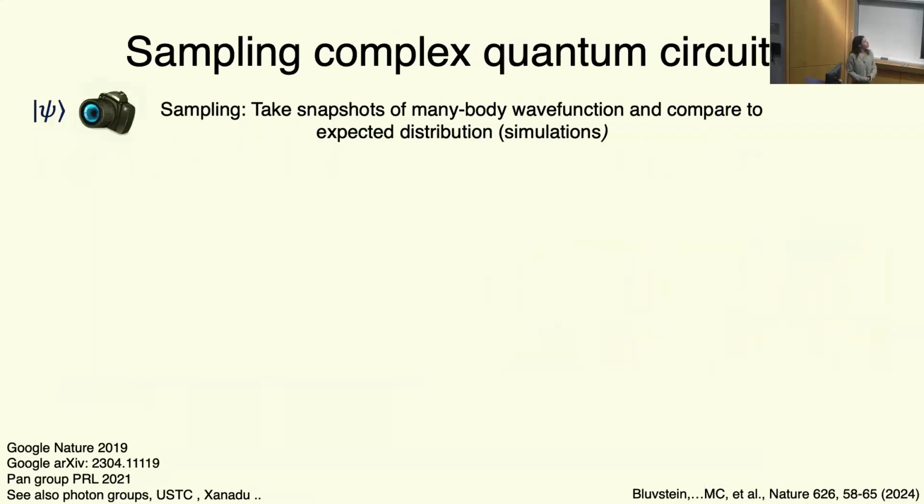So in order to probe the output of our quantum circuit that we're running, we're going to sample its output distribution. And by this, I mean we're going to measure, and then we're going to look at snapshots of this many-body wave function in the basis that we're measuring. And we're going to compare it against the expected distribution obtained from simulations. Although these circuits are classically hard, at the sizes that we're at, they can still be simulated.